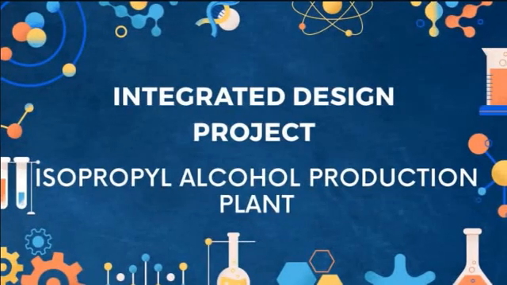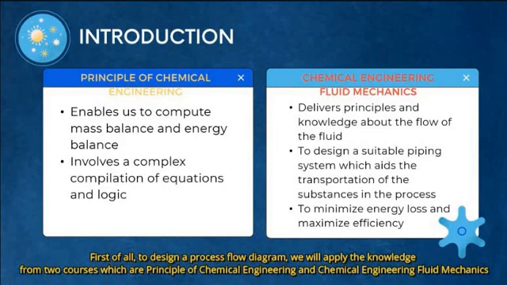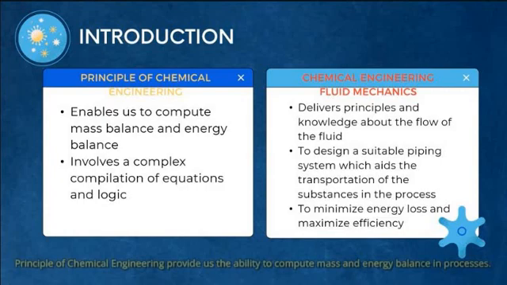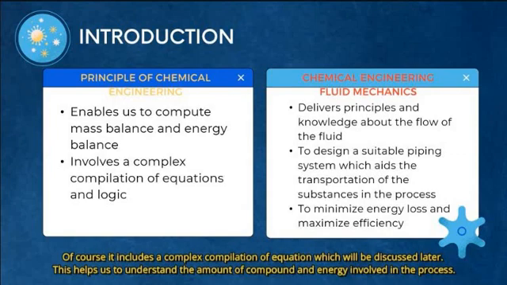First of all, to design a process flow diagram, we will apply the knowledge from two courses, which are Principle of Chemical Engineering and Chemical Engineering Fluid Mechanics. Principle of Chemical Engineering provides us the ability to compute mass and energy balance in processes. Of course, it includes a complex compilation of equations which will be discussed later. This helps us to understand the amount of compound and energy involved in the process.